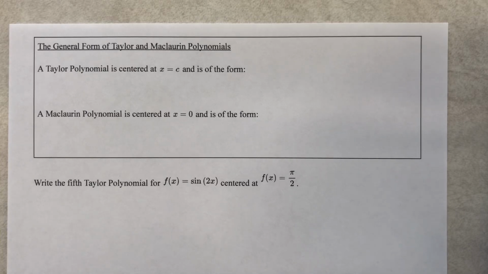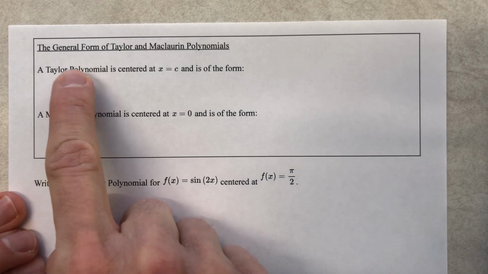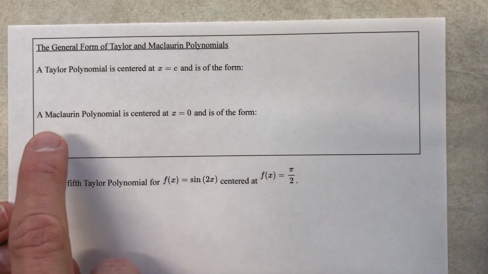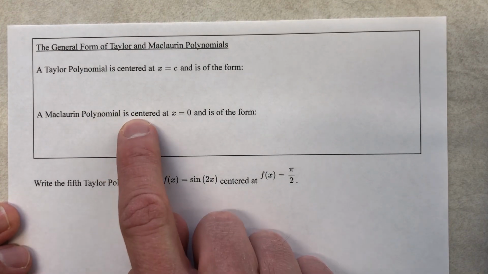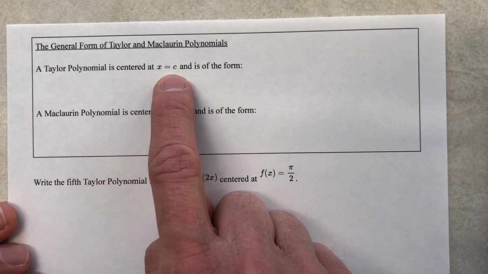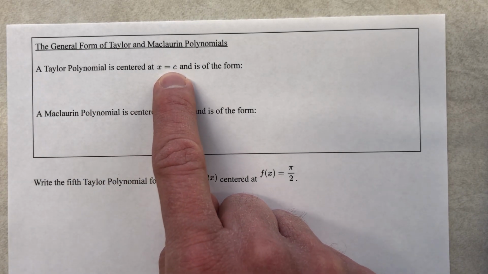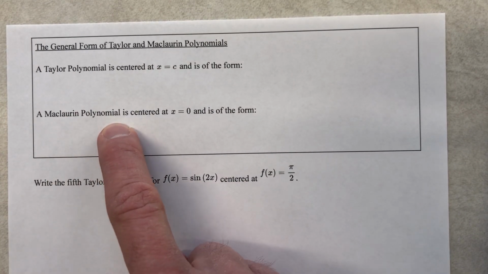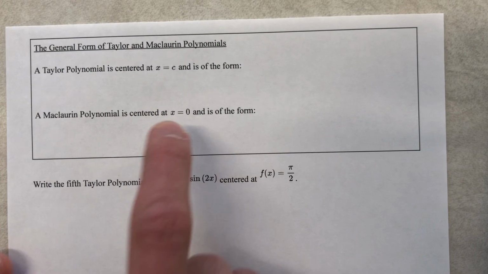All right, first of all, let's talk about the difference between a Taylor polynomial and a Maclaurin polynomial, and there's not a huge difference other than where it is centered. A Maclaurin polynomial is automatically centered at x equals 0, and a Taylor polynomial can be centered anywhere, including 0, but if it is centered at 0, we could just say it's a Maclaurin polynomial and not tell you where it's centered, and you'd automatically know, okay?